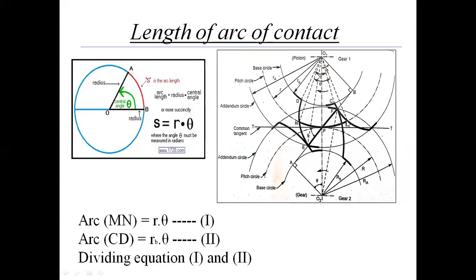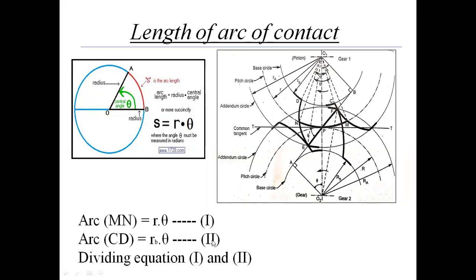Arc MN is R into theta. That is equation 1. And the length of arc CD, again by using the same formula, is R into theta, where the radius is RB, the base circle radius of the pinion. So RB into theta, and that angle from C to D is again theta. That will become equation number 2.